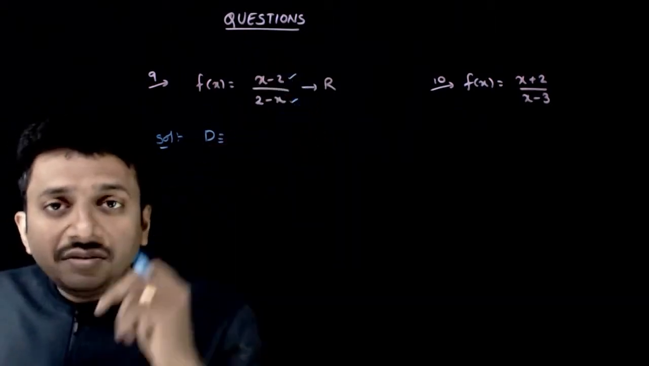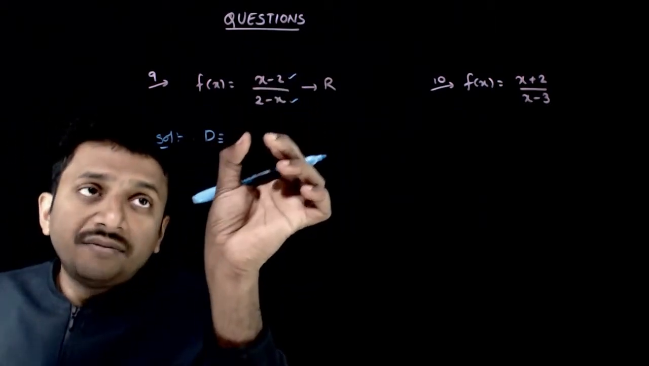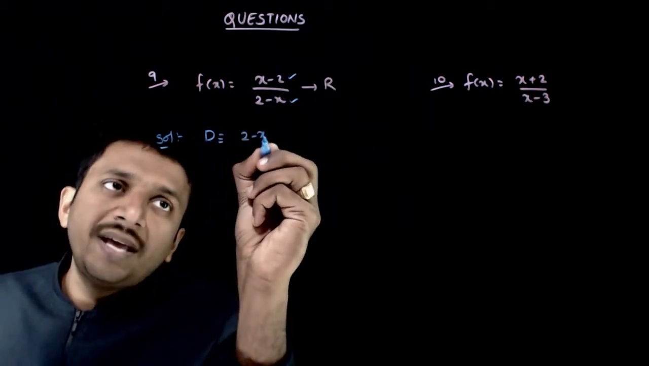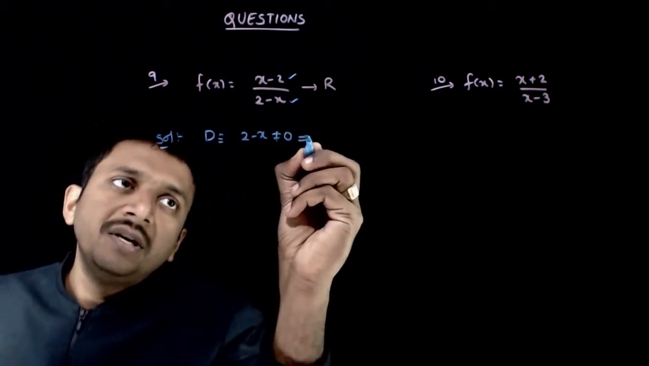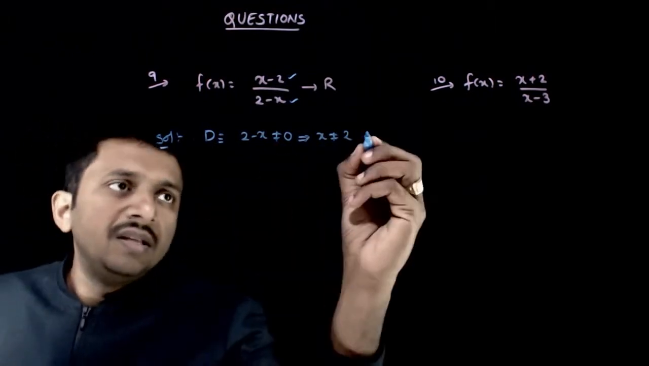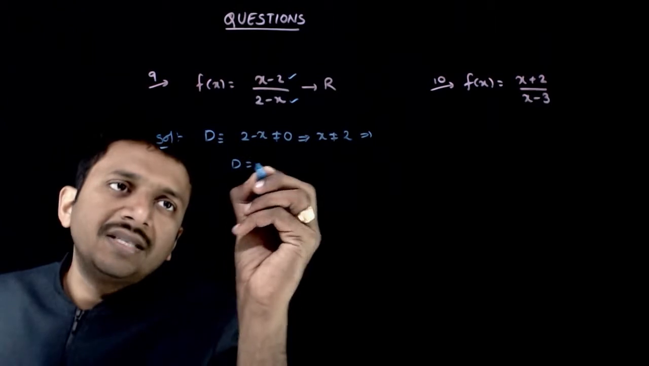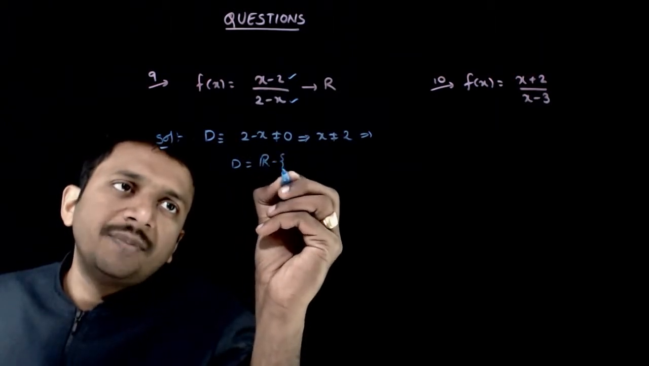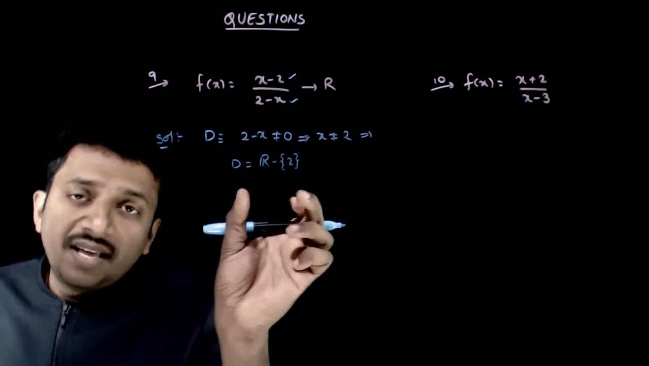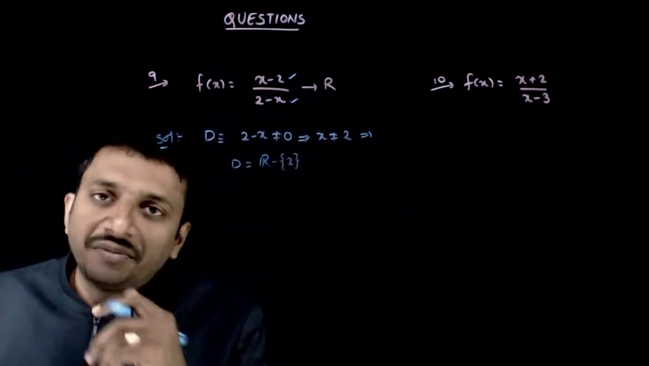This is a rational function. And for a rational function to be defined, the denominator cannot be equal to 0. That is, 2 minus x should not be equal to 0. This implies x should not be equal to 2. This implies the domain is nothing but all real numbers except the number 2. So this is the domain of this function.